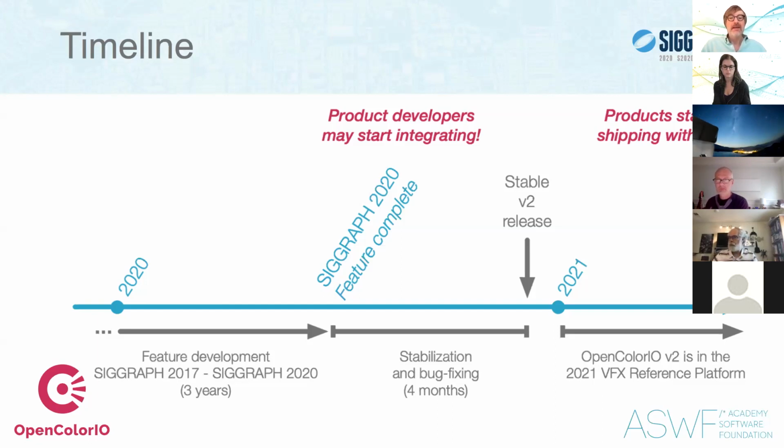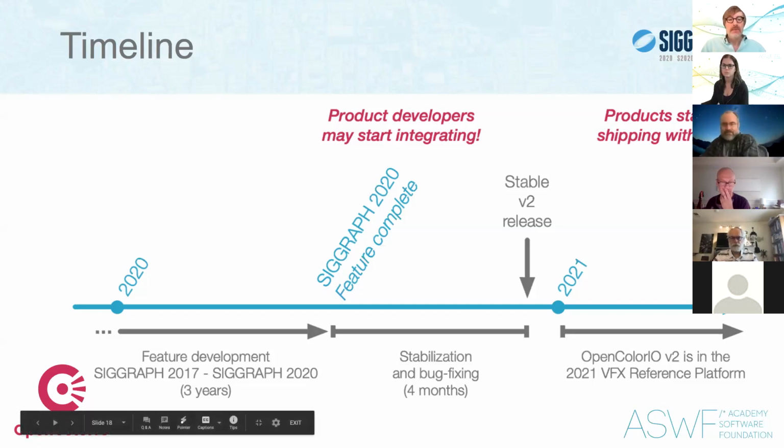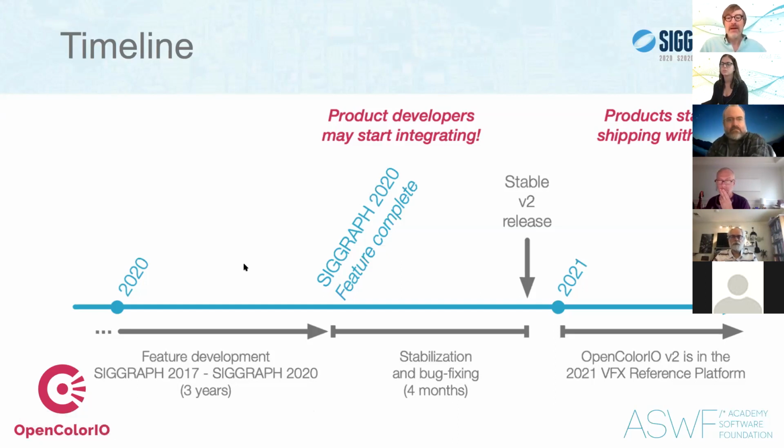And then at the end of this year, we're planning on making the official stable v2 release, and that will be what products will start shipping with next year. Oh, Lawrence, yeah. OpenColorIO v2 is in the VFX reference platform for calendar year 2021. And so we're looking forward to seeing products ship next year with v2. Next slide, please.